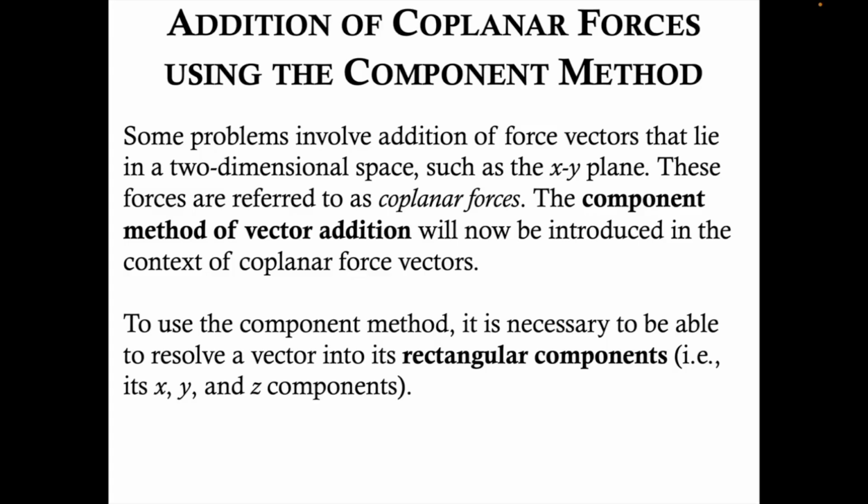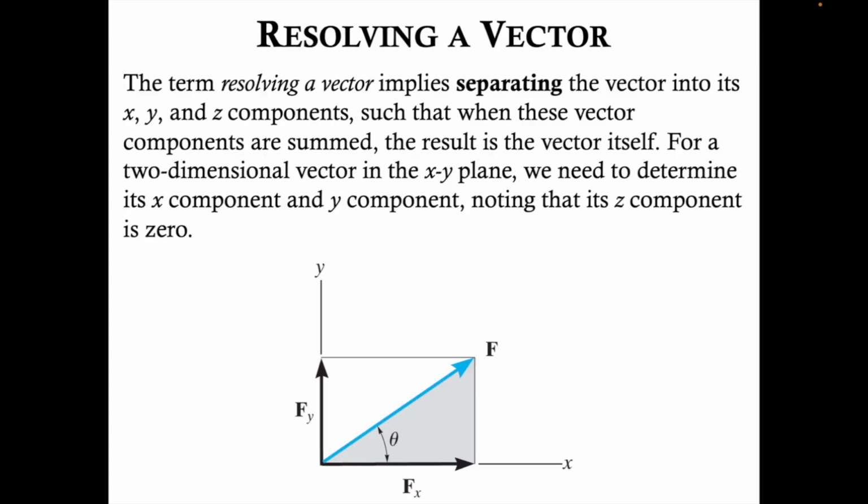To use the component method, it is necessary to be able to resolve a vector into its rectangular components, i.e. its x, y, and z components. These are known as the rectangular components of a vector. The term resolving a vector implies separating the vector into its x, y, and z components, such that when these vector components are summed, the result is the vector itself.